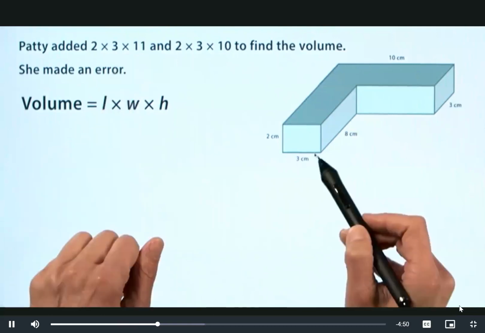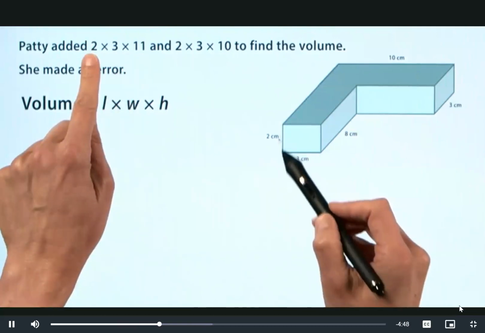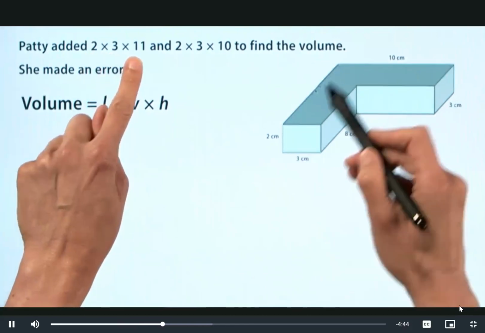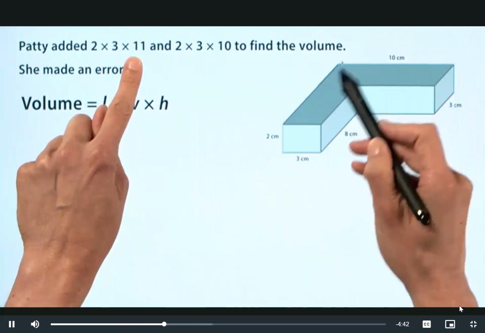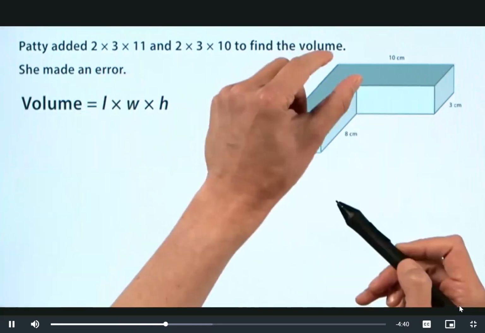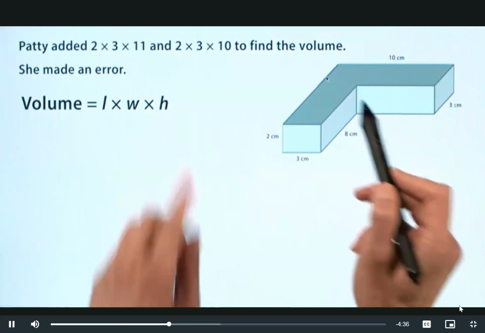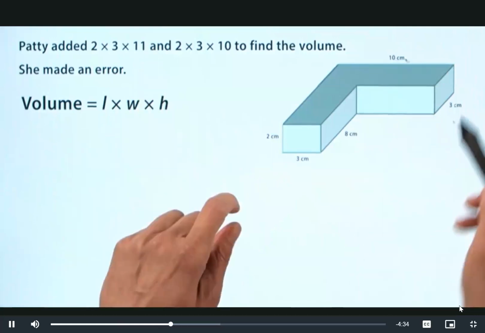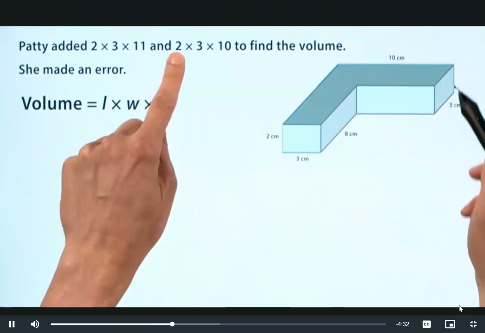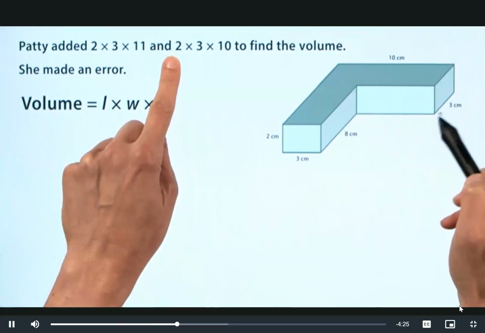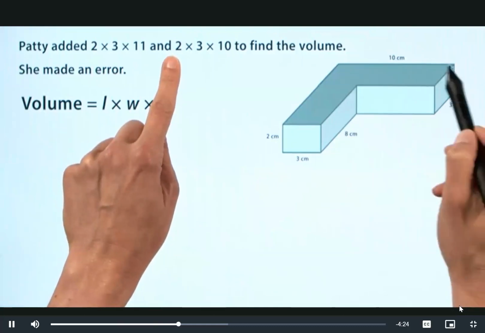So she takes 2 times 3 times 11, and that gives her the volume of this piece. Great. Now she wants to find the volume of the other piece and add them up. And what's the volume of the other piece? Well, the height is still 2. This is 3. And this here is 10. So she has 2 times 3 times 10.